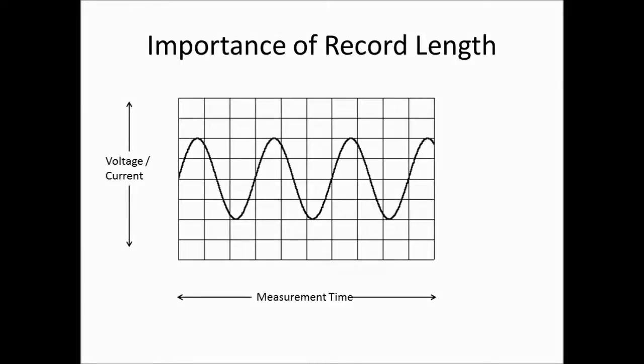Hello, today I'm going to be talking about oscilloscopes and in particular the importance of record length. First, to quickly build an understanding, the image here shows the basic principle behind how an oscilloscope works. It simply measures voltage and/or current over time. Voltage and/or current on the vertical axis and measurement time horizontally.